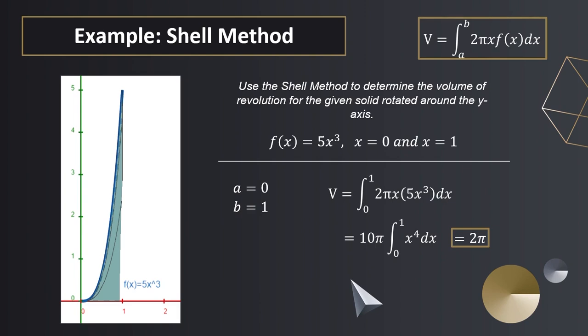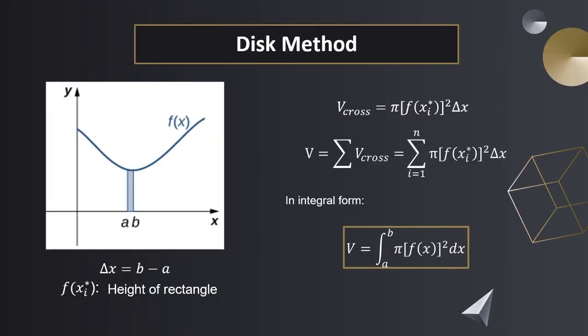And once we do, we can pull out a 10 pi and then evaluate the integral of x to the fourth, and we end up with a value of 2 pi. So, once you get the hang of integrals, this is actually a pretty straightforward process, and it's very, very useful. So the disk method next.